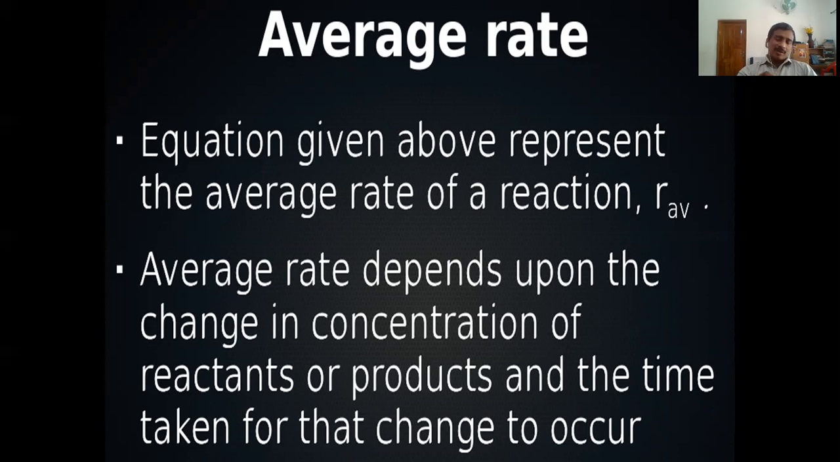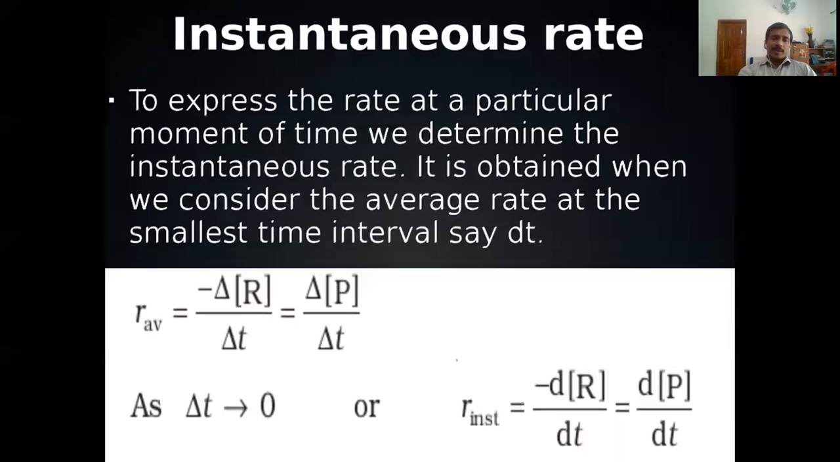So if there is an average rate, it is very clear there will be a term to represent rate at a particular moment, and that term is known as instantaneous rate. So instantaneous rate is to express the rate at a particular moment of time. That is instantaneous rate. It is obtained when delta t tends to 0. When delta t approaches 0, the average rate will change to instantaneous rate. When delta t approaches 0, we can represent delta t as dt. dt represents a very, very small time interval, maybe a fraction of a second. Such a small time interval, dt.